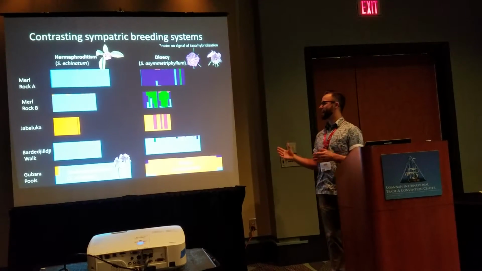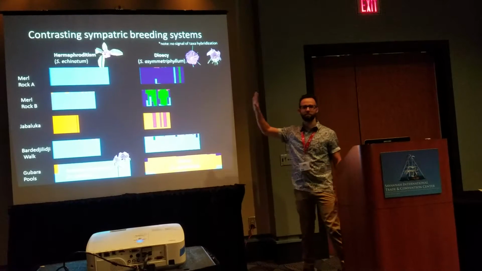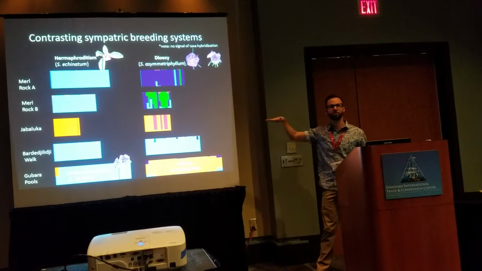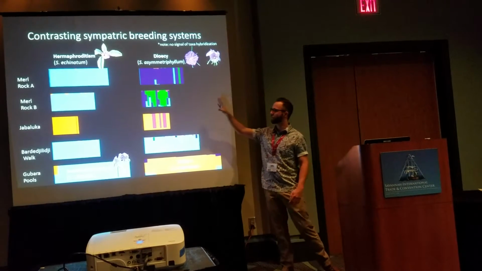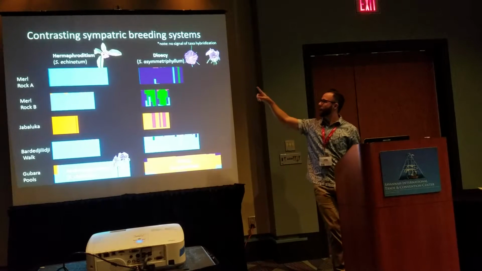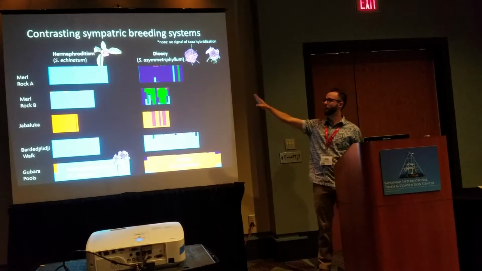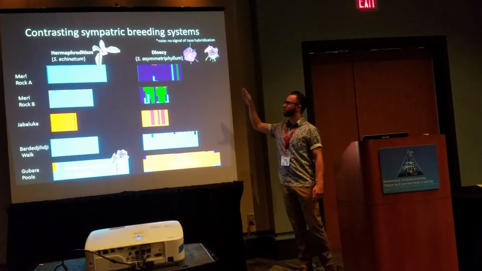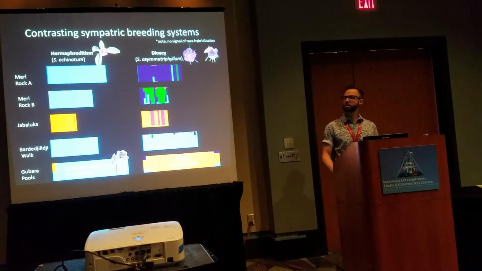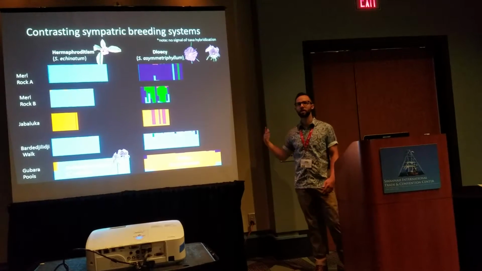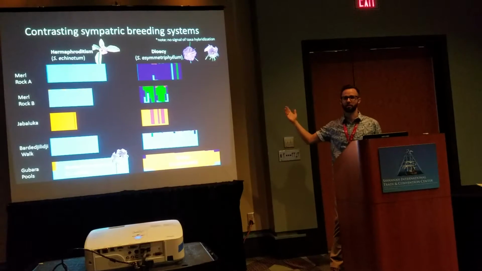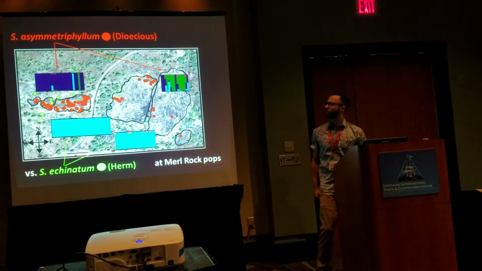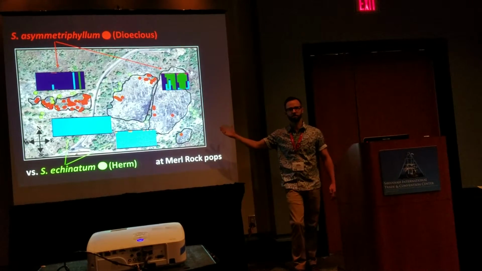And then I just love this slide because this is showing the populations and the admixture of these taxa, but kind of comparing across at certain populations that are in the same physical spot. So Merle Rock A has a hermaphroditic taxon, Solanum echinatum, and it has a very homogeneous population structure. And in the same location, Solanum asymmetrophyllum, that's dioecious, has a lot of admixture with very nearby populations, and it has a higher genetic diversity, as inferred from our descriptive statistics. We can also look at this in actual physical space.